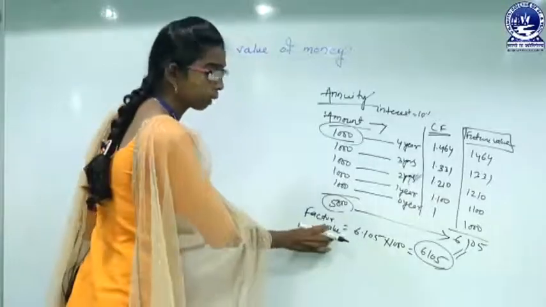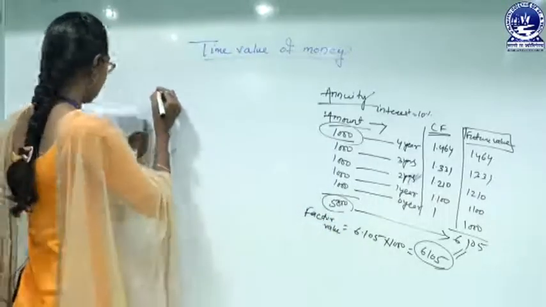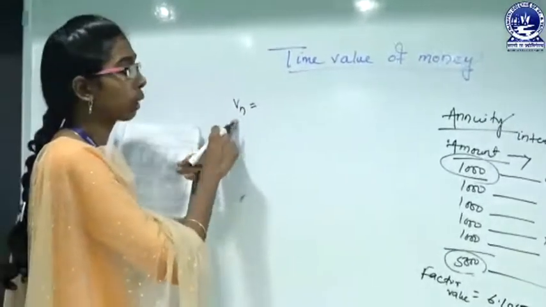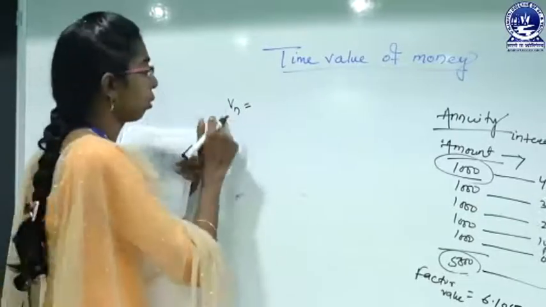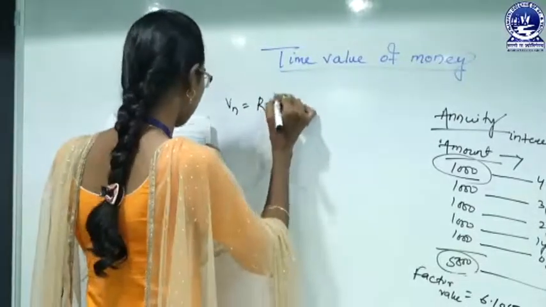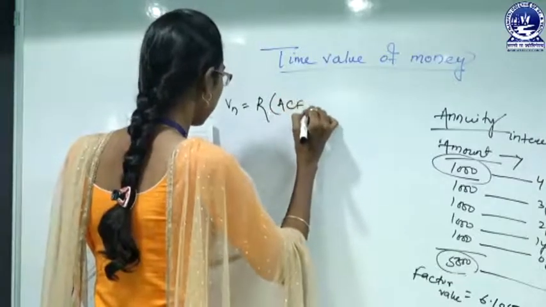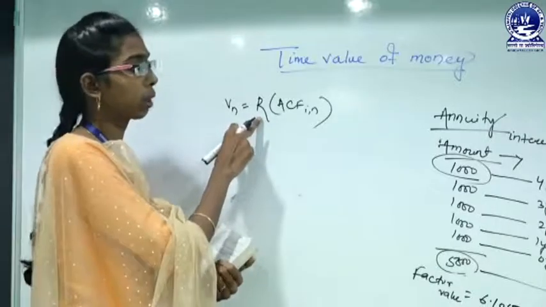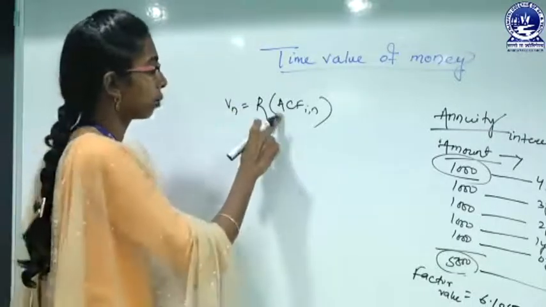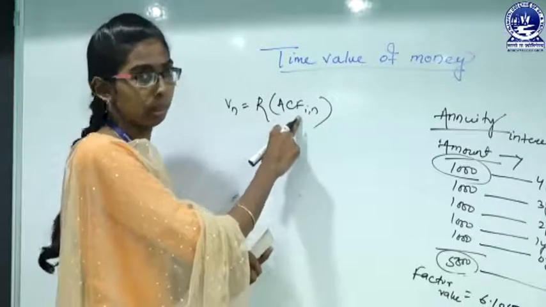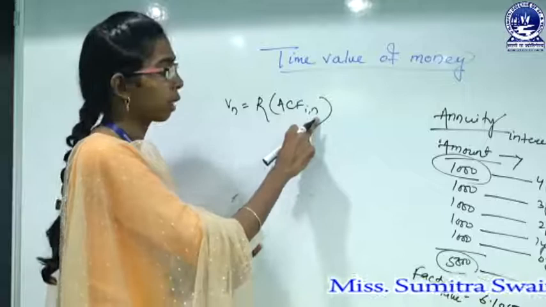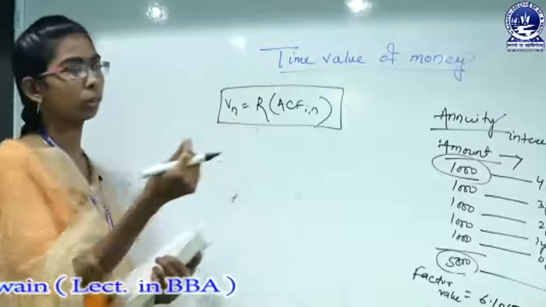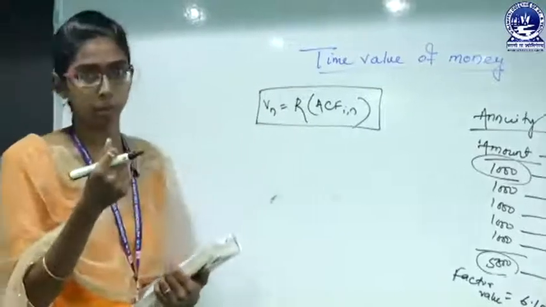So, we can write this annuity table formula as our Vn, because we are going to calculate our annuity in future date. Okay. So, Vn is equal to R SCF IN. R means the repeated amount or the repeated value we are paying, and SCF stands for annuity compounded factor, and I stands for interest, N stands for our number of years. So, this is the formula when we are going to calculate annuity for future value.